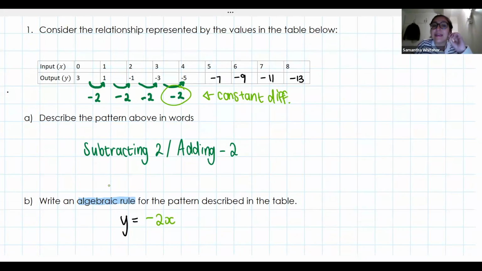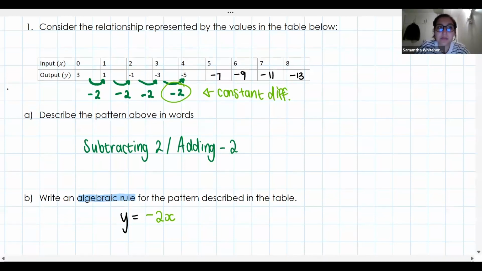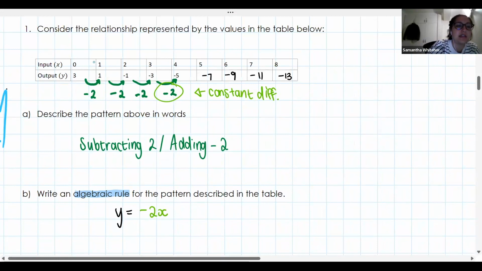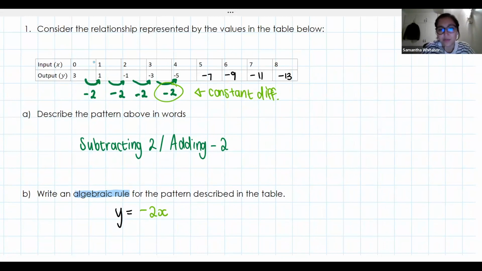So again, if your pattern is adding or subtracting the same value each time, you can start by finding your rule by saying whatever you're adding or subtracting each time times x. So that's our starting point for these sorts of relationships. We then need to just double check that we're on the right track, and we need to double check that there's nothing I still need to add or subtract from what I have so far. So we do a quick check or a quick solution for ourselves.